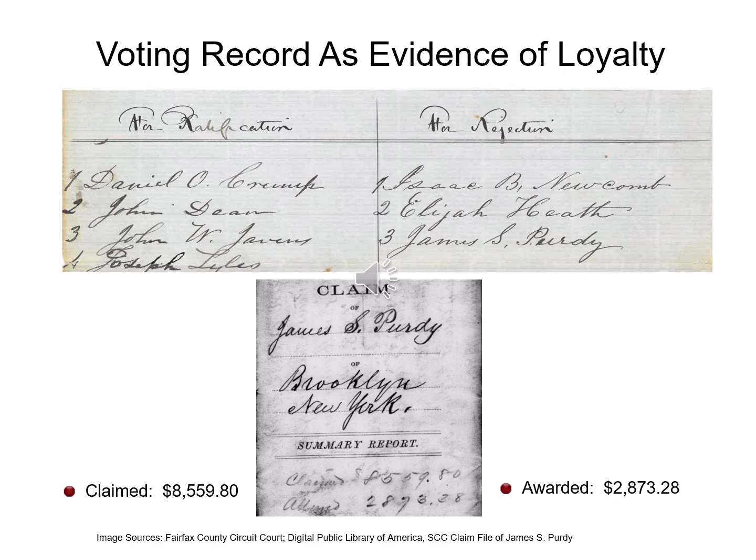In addition to witnesses swearing of his loyalty to the United States, he was on record as having voted against secession. What you see here on top is a section of the Annandale secession voting record showing Mr. Purdy against. And below it, the summary disposition of his claim, where he claimed $8,559 in damages and was awarded $2,873.